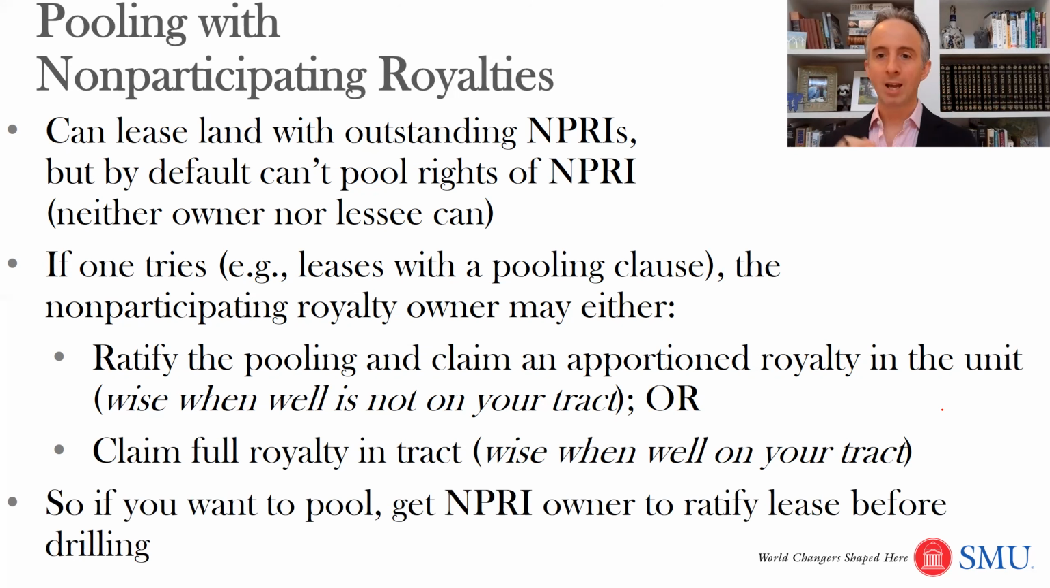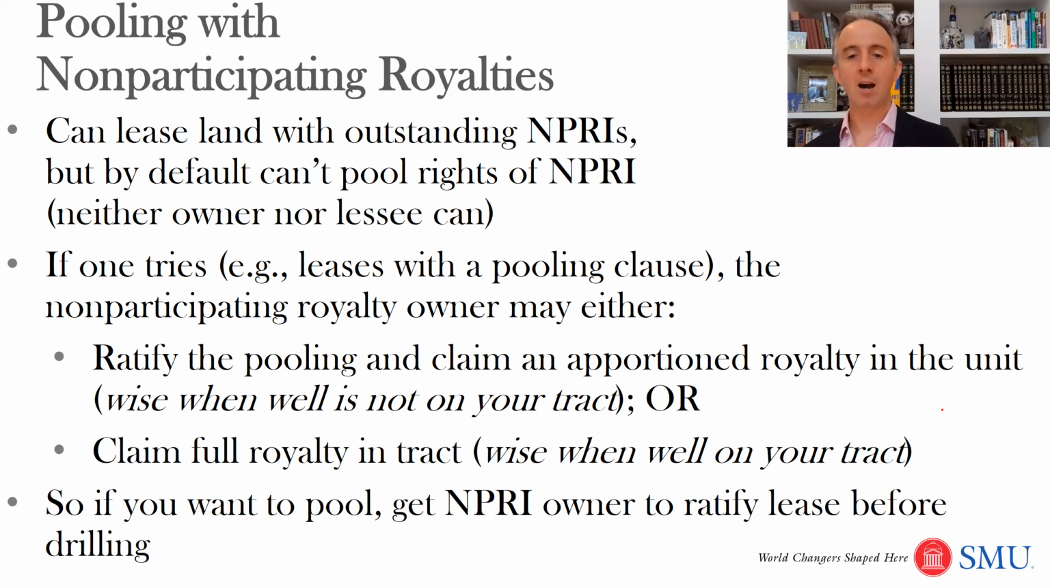Okay, so basically, moral of the story is you want to be clear about what pooling you're allowing in the lease. If you have a co-tenant, don't lease their share, right? Similarly, if you have a non-participating royalty interest holder, when you lease, be clear that that part of the interest cannot be pooled, and ideally get them to ratify it. So if you want to allow pooling, then you can get that non-participating royalty interest holder to sign off on it.